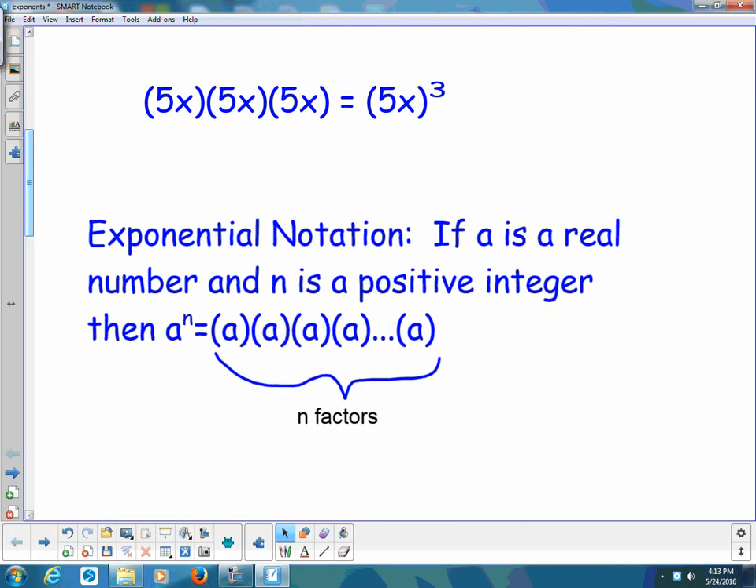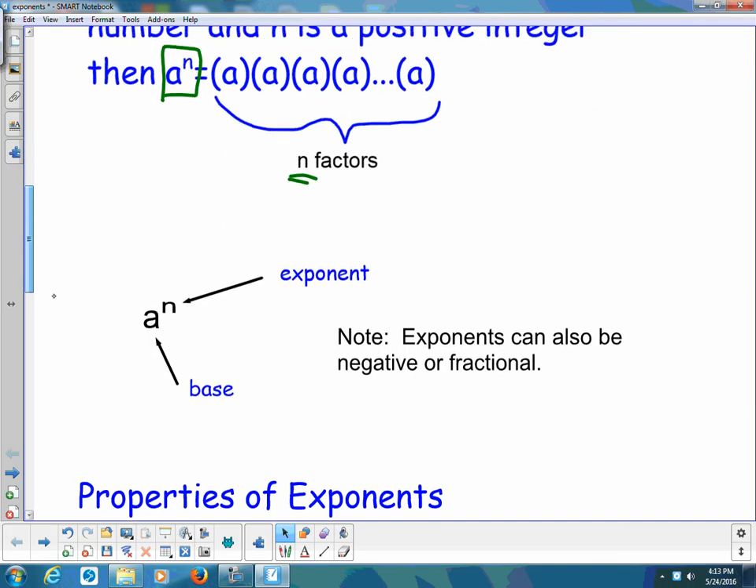If a is a real number and n is a positive integer, then a raised to the n is going to be equal to a times itself n times, so n factors all together. In general, we would write a to the n, and a would be the base, and n would be the exponent. Note, exponents can also be negative. They don't have to be just positive, and they can be fractional.